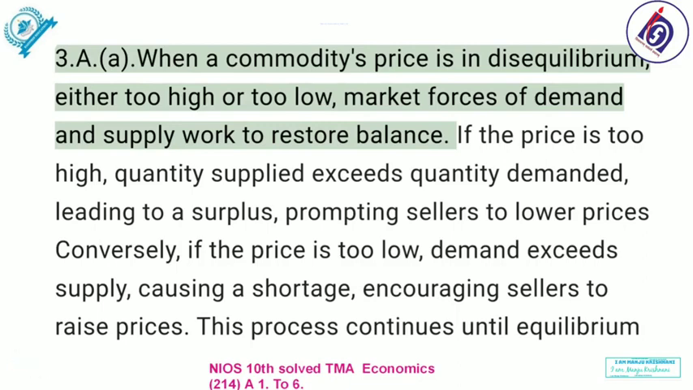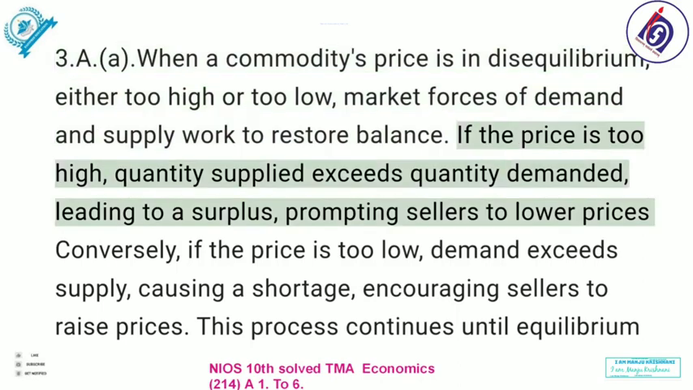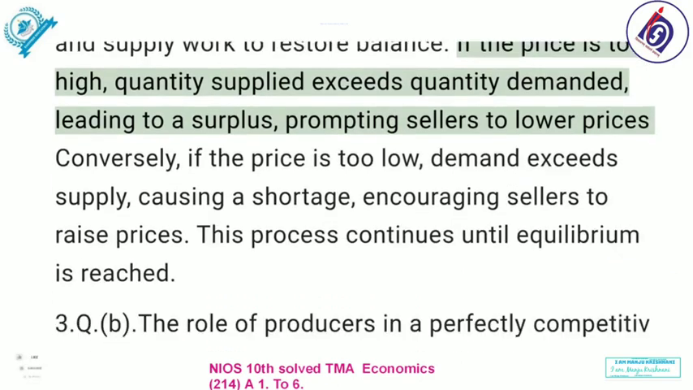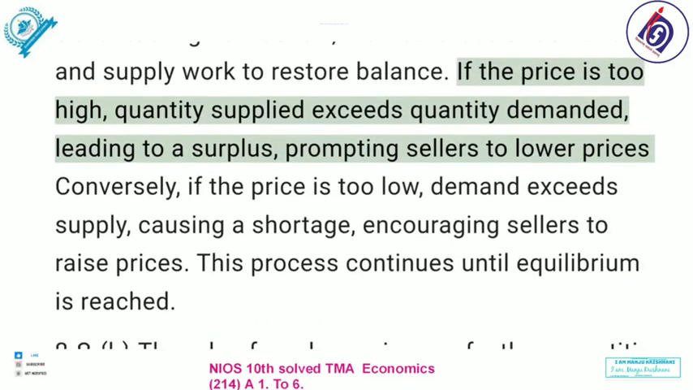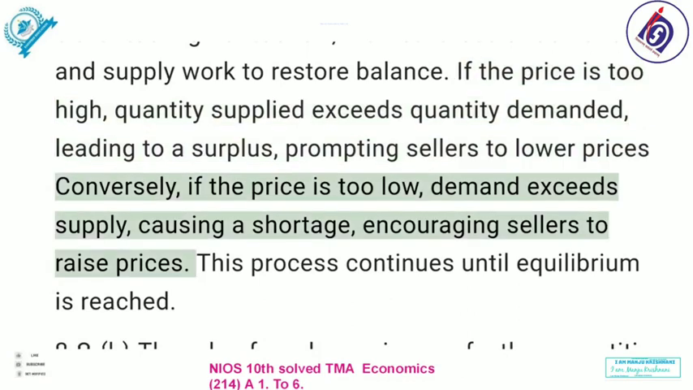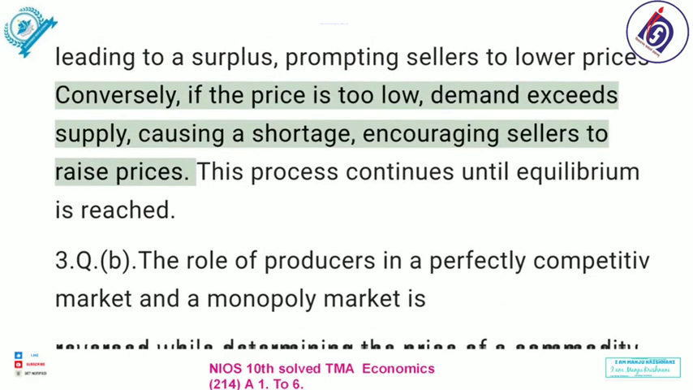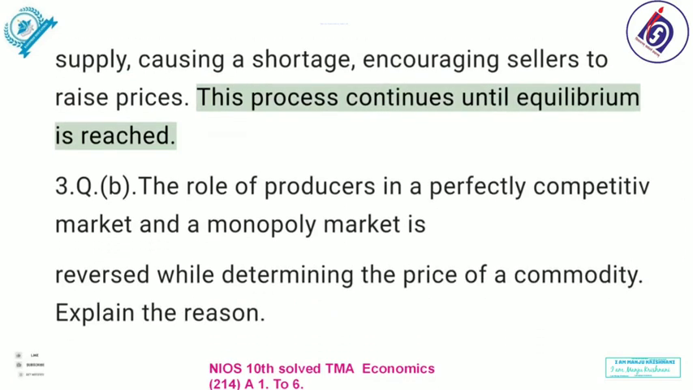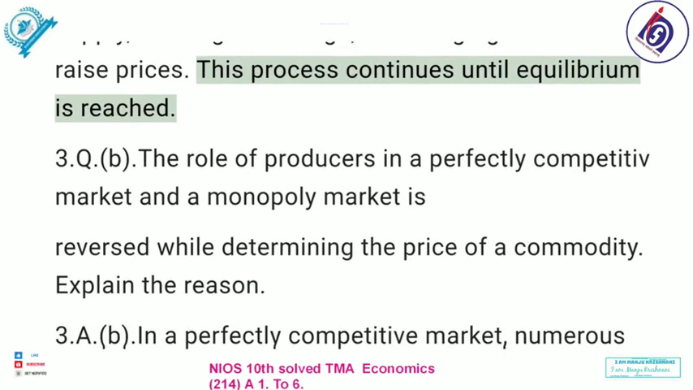to restore balance. If the price is too high, quantity supplied exceeds quantity demanded, leading to a surplus, prompting sellers to lower prices. Conversely, if the price is too low, demand exceeds supply, causing a shortage, encouraging sellers to raise prices. This process continues until equilibrium is reached.